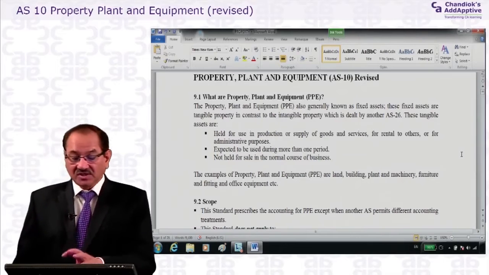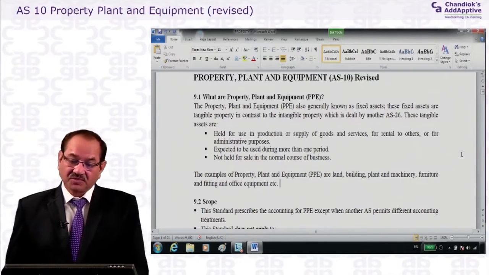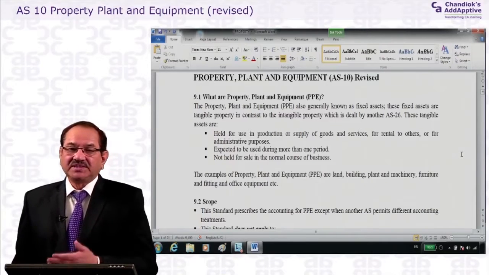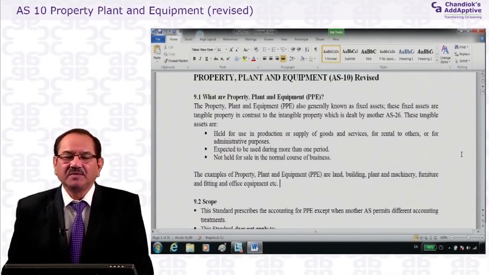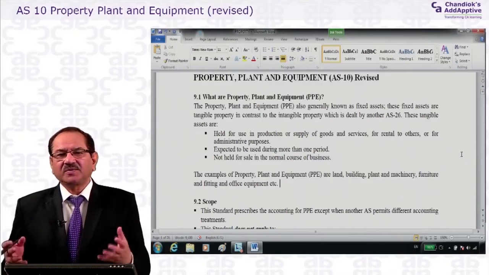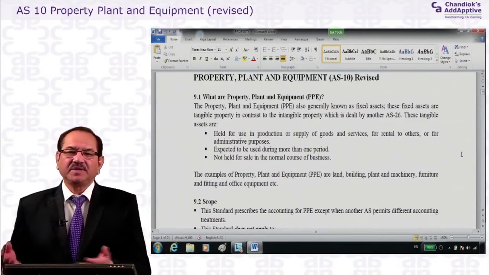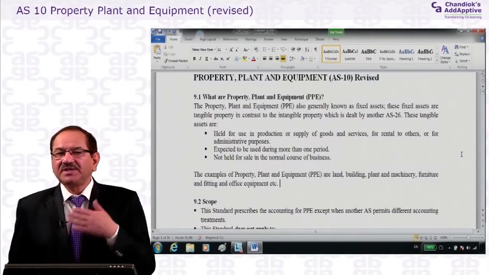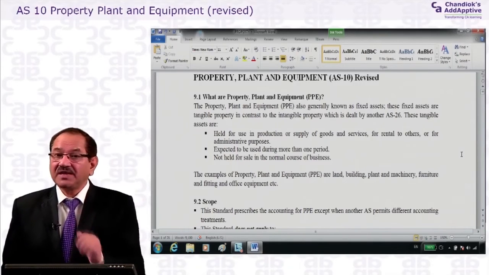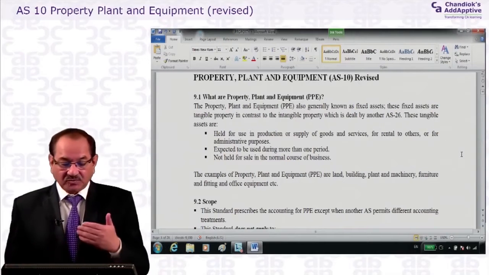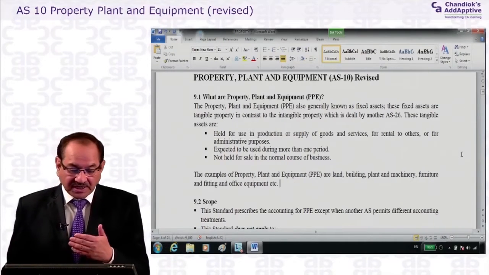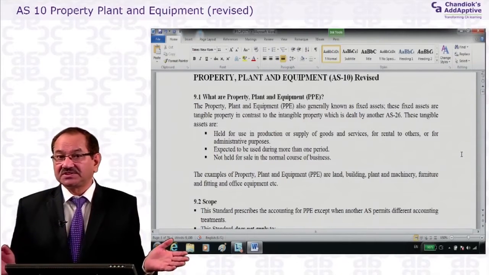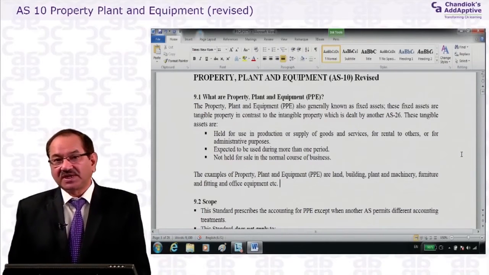So, held for use in production or supply of goods and services, for rental to others, or for administrative purposes. What is the meaning of administrative purposes? If there is a company like Reliance, they have factories in different places, but they have a corporate office in Mumbai, meant for administrative purposes. That building may be owned by Reliance, so it is a fixed asset, property, plant and equipment, for Reliance. That building is used not for production and not for supply of services, but for administrative purposes. That's why the definition includes held for use in production, in supply of goods or services, for rental to others, or for administrative purposes. So that's the characteristics of property, plant and equipment.